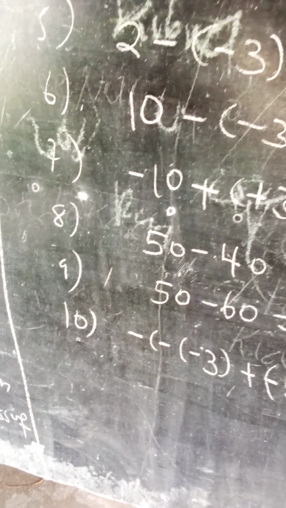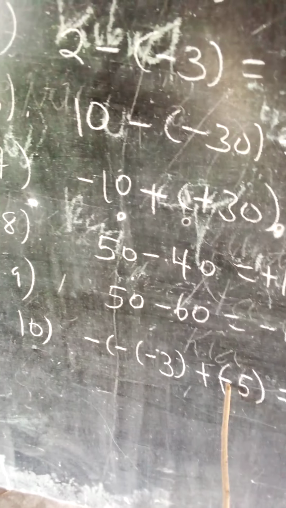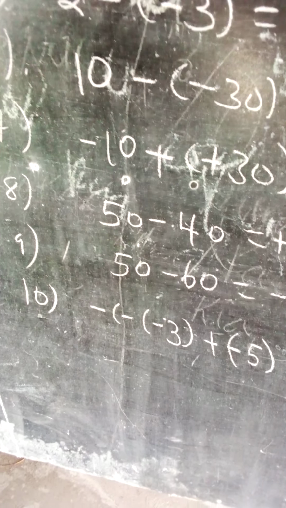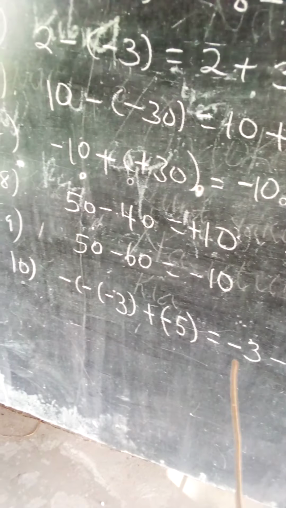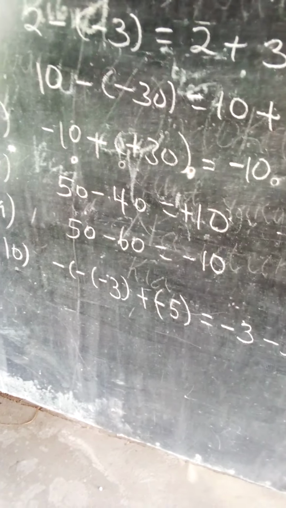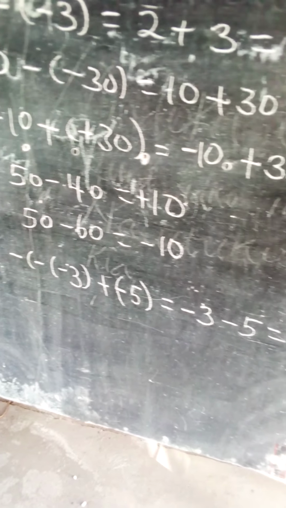So our final sign is -3. Then we have positive times negative is negative, so we have -5. Now our final simplified numbers have the same sign. The first number is negative, the second number is negative, so they have the same sign. So we take 3 plus 5, that is 8.